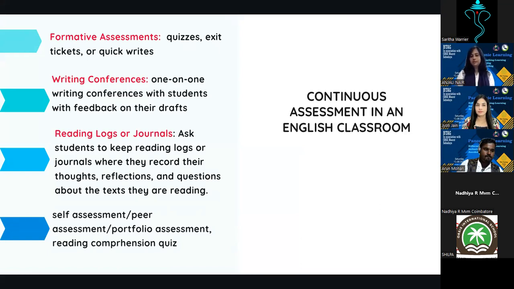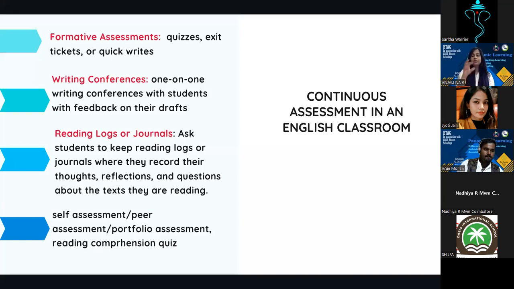Continuous assessment. When we talk about continuous assessment, it means the formative assessments. You have to assess students throughout. The paper-pen tests that we conduct at the end of a term are not continuous assessment. It has to be conducted throughout the session, without even giving the students the stress that they are going to appear for a test. It can be continuous through quizzes, exit tickets, quick writes. You give them 5 minutes to write on something, and then one-on-one writing conferences.